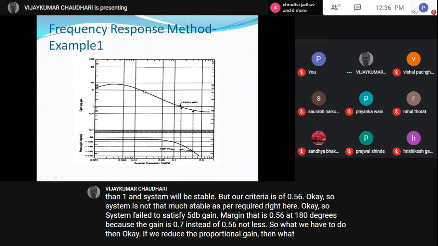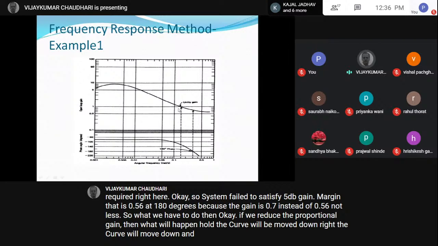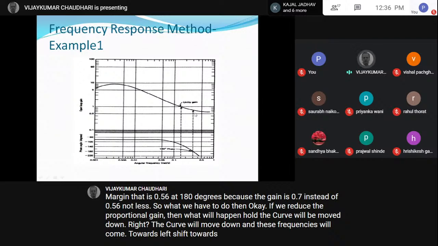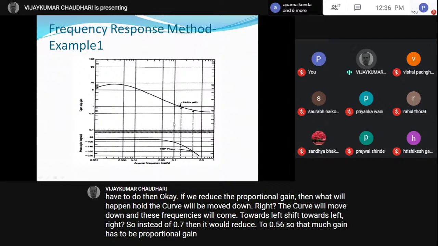If we reduce the proportional gain, then what will happen? All the curve will be moved down, right? The curve will move down and these frequencies will shift towards the left, right? So instead of 0.7, it would reduce to 0.56. So that much the proportional gain has to be reduced. And remember that the proportional gain doesn't have any effect on the phase plot.